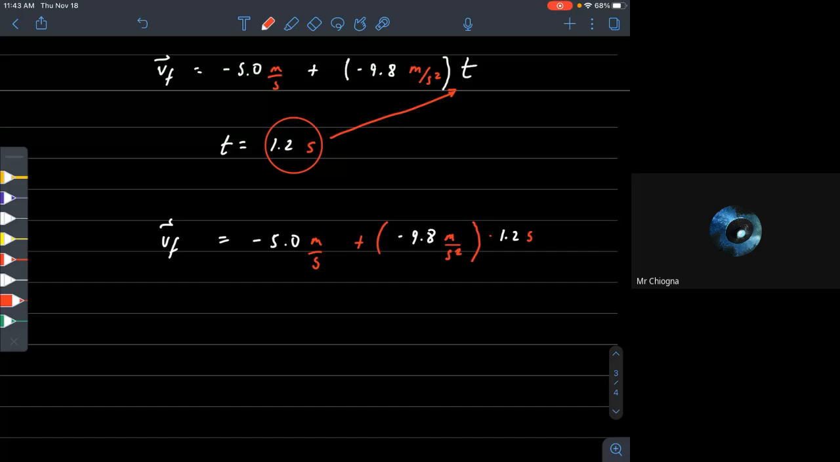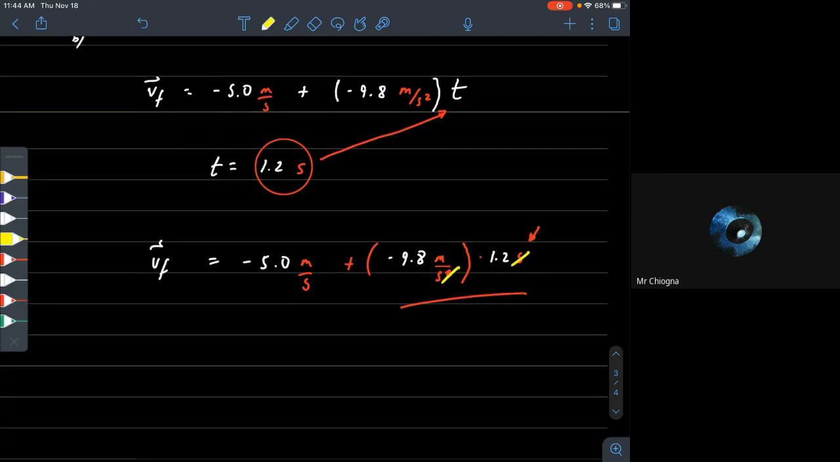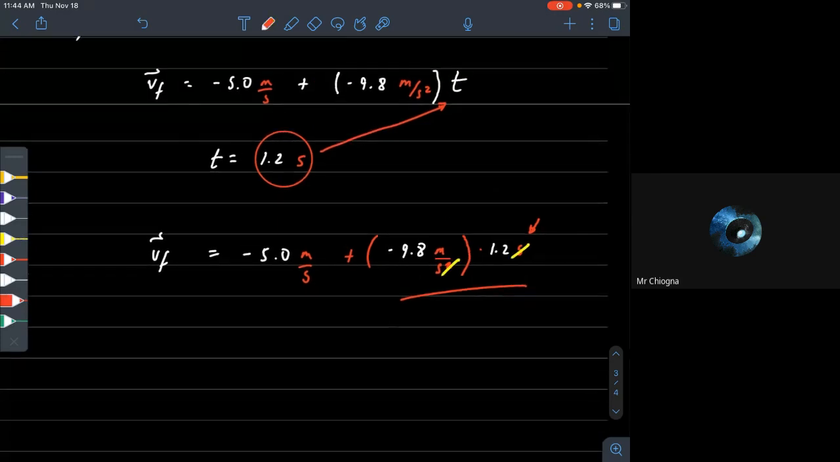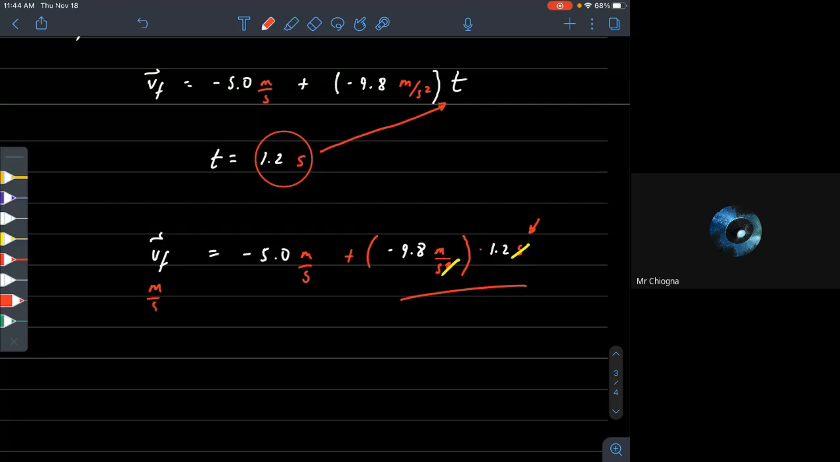Okay, before we calculate the numbers, what cancels out as far as units here? Which unit cancels out? Is the seconds on top? Is there a seconds on the bottom? Yeah. So one of these seconds cancels out. So you're left with just meters per second, which is what you want. You want your final unit to be meters per second because it's a velocity.